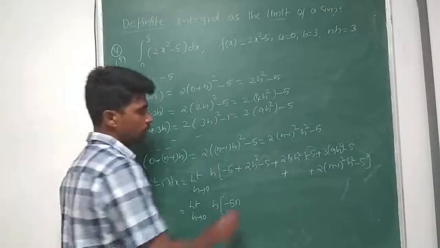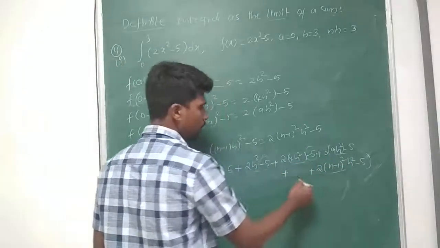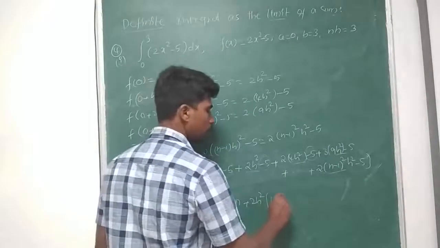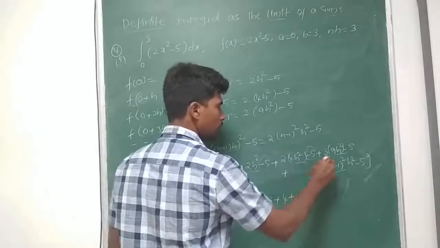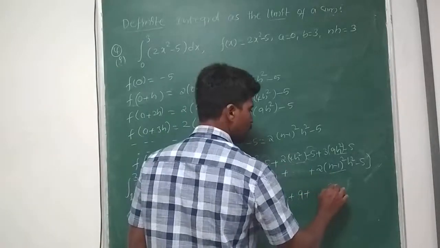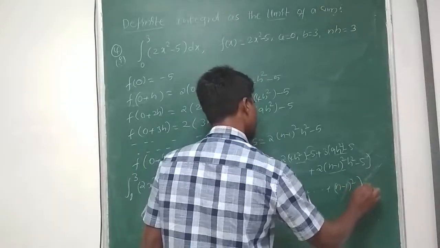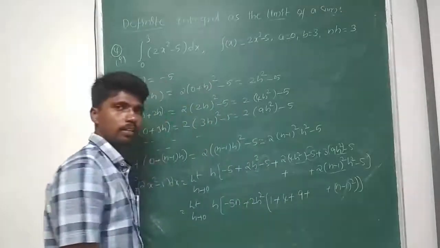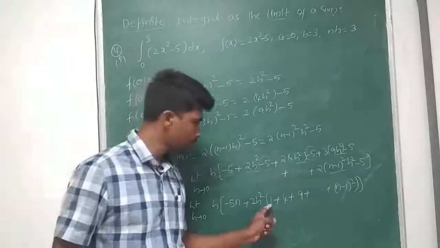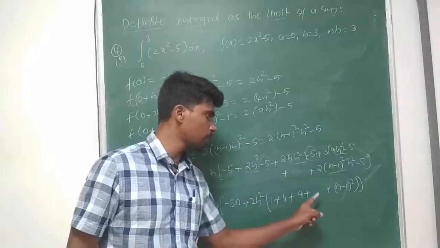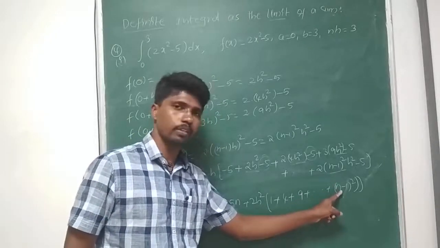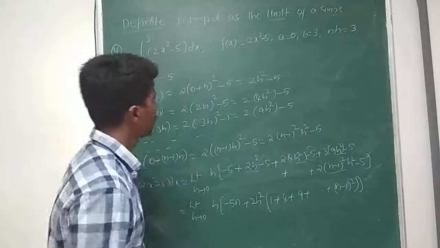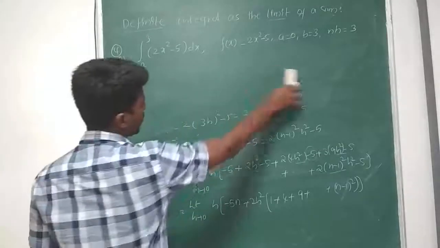Then the remaining terms all contain 2h square common. If I take 2h square common, I get here 1, the next 4, the next 9, and so on, plus n minus 1 the whole square. So this is in the form 1 square plus 2 square plus 3 square and so on, up to n minus 1 whole square, which is nothing but the sum of the squares of the first n minus 1 natural numbers.